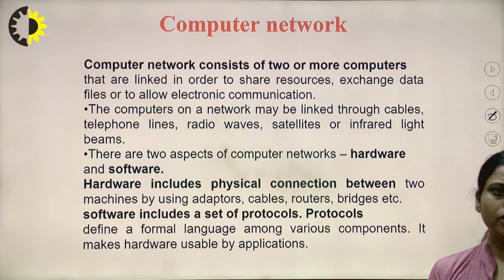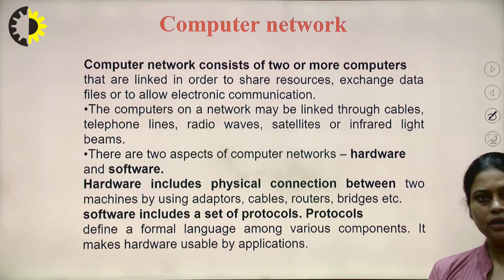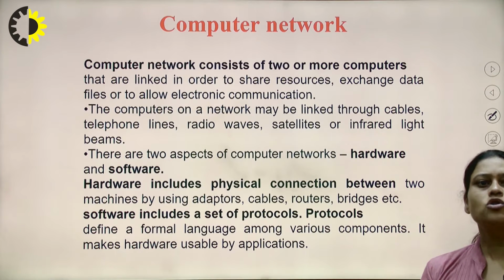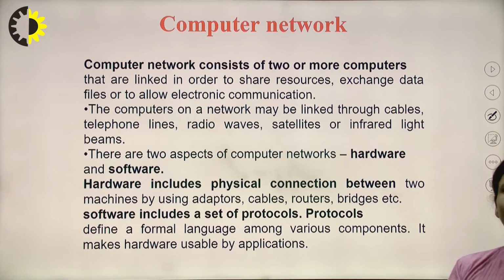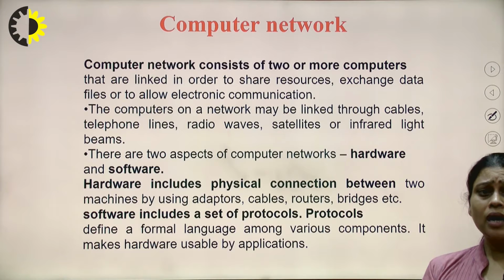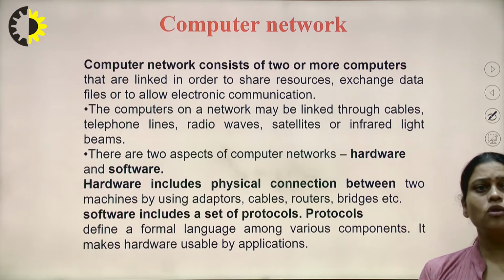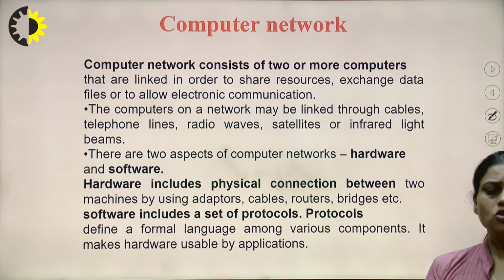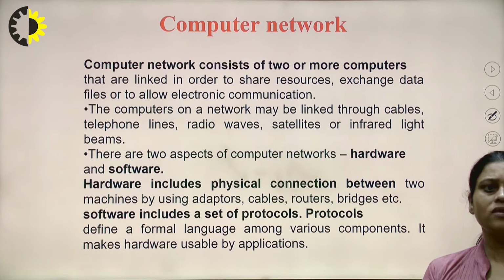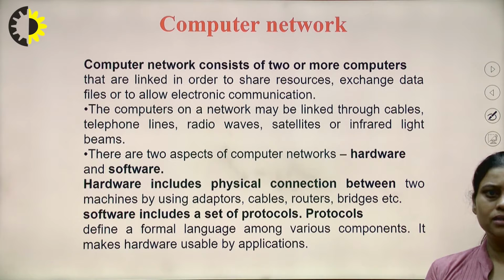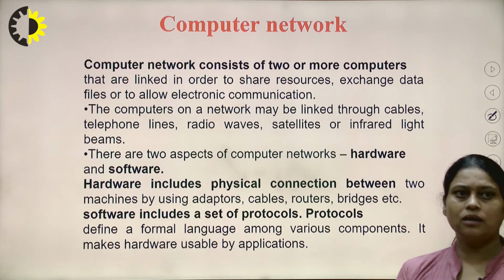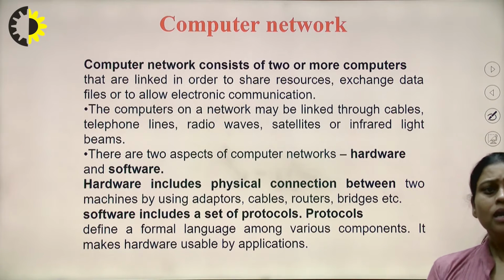So, basically there are two aspects of computer network. One is hardware and another one is software. If we are talking about the hardware, hardware is basically a typical physical connection between two or more than two devices. So, when we have to connect the devices, then there is a need of some hardware like cables, routers, bridges, etc. These are all hardware devices.